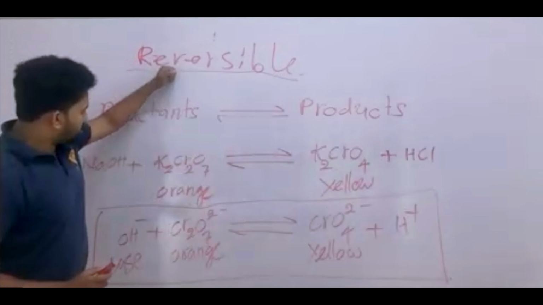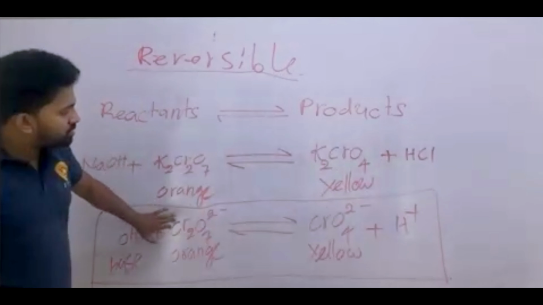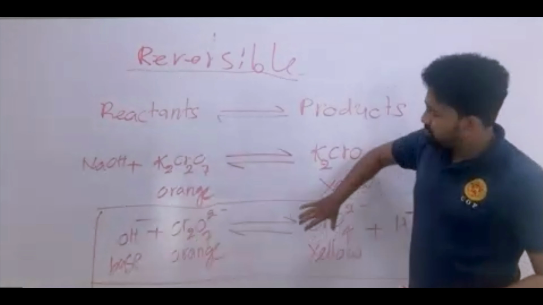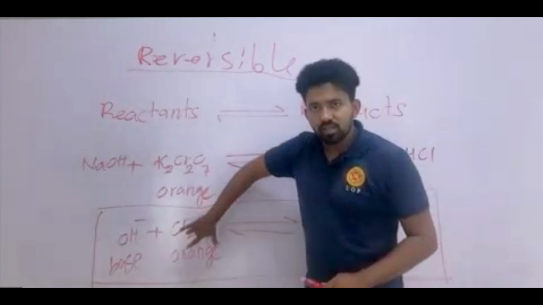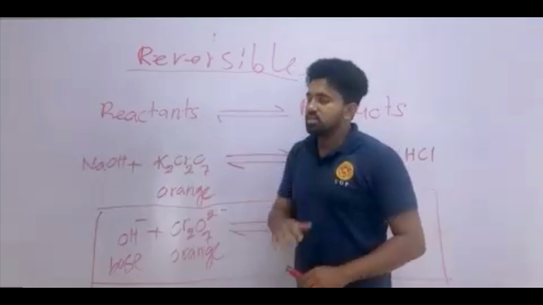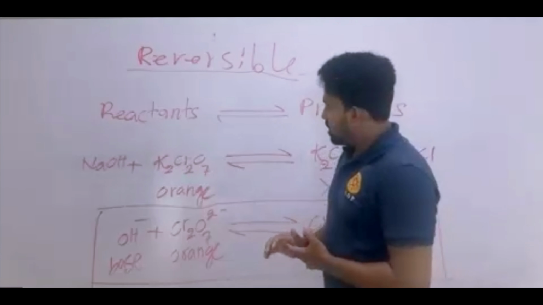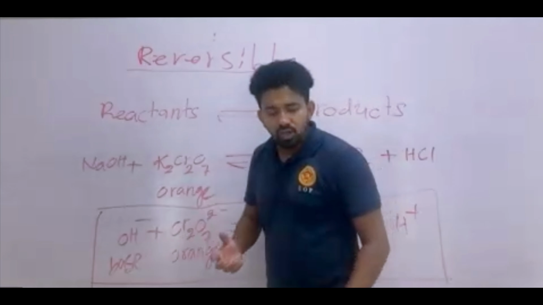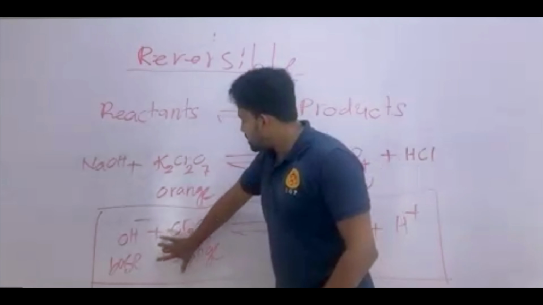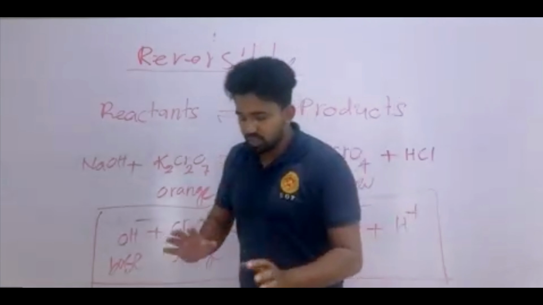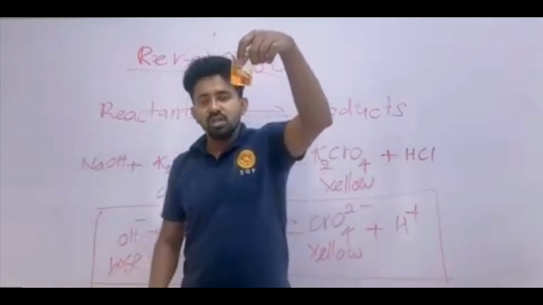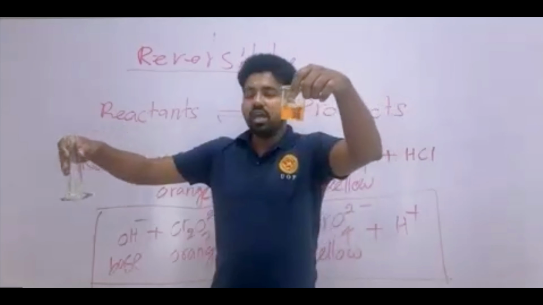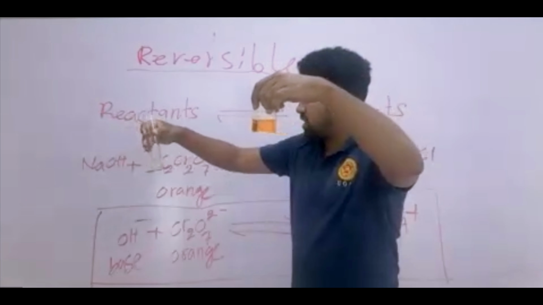So reversible reactions, we can start from the reactant to get the product, or we can start from the product to get the reactant. Always there will be reactant and the product in the reaction mixture. Always. So what will happen if we add NaOH again to this one?